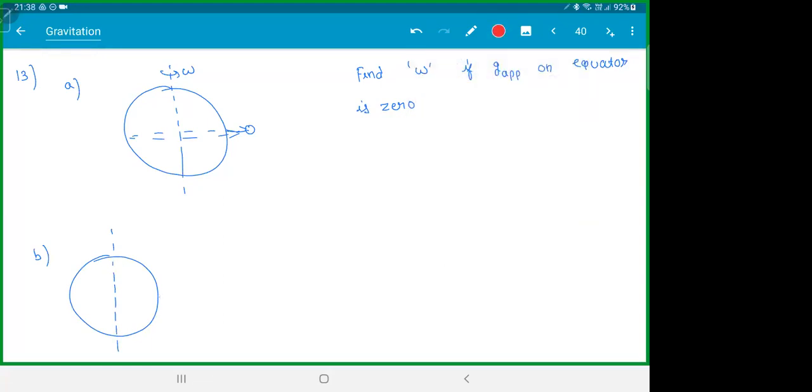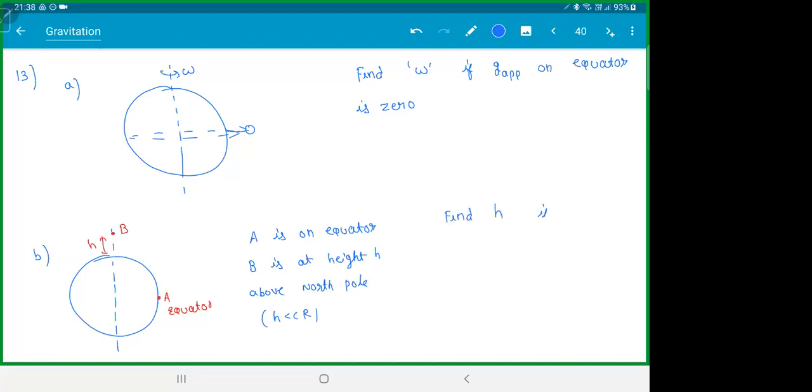Second thing, if you take a point A on the equator, and a point B at a height h above the North Pole. Assume h is much smaller. Find h if the gravity at A is equal to gravity at B. Two questions. Get them?